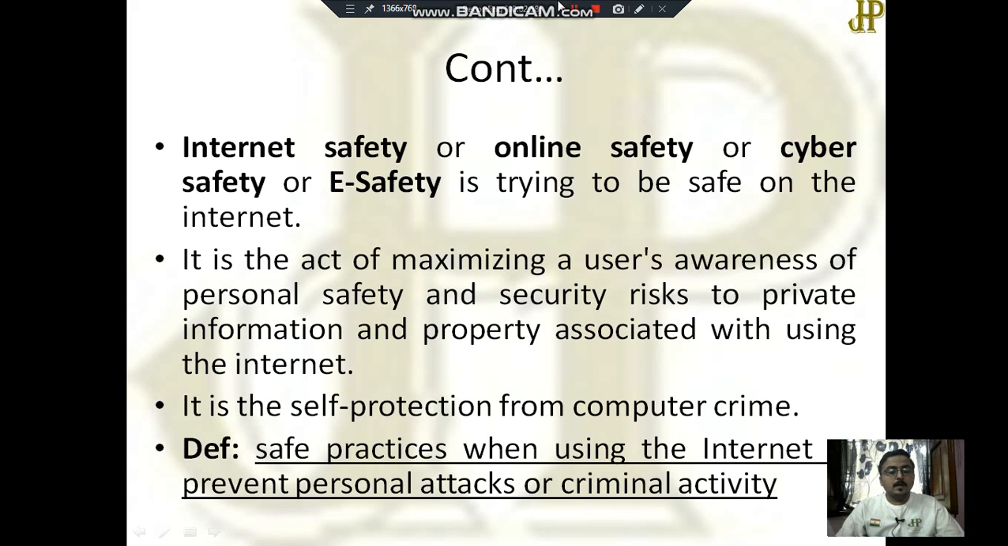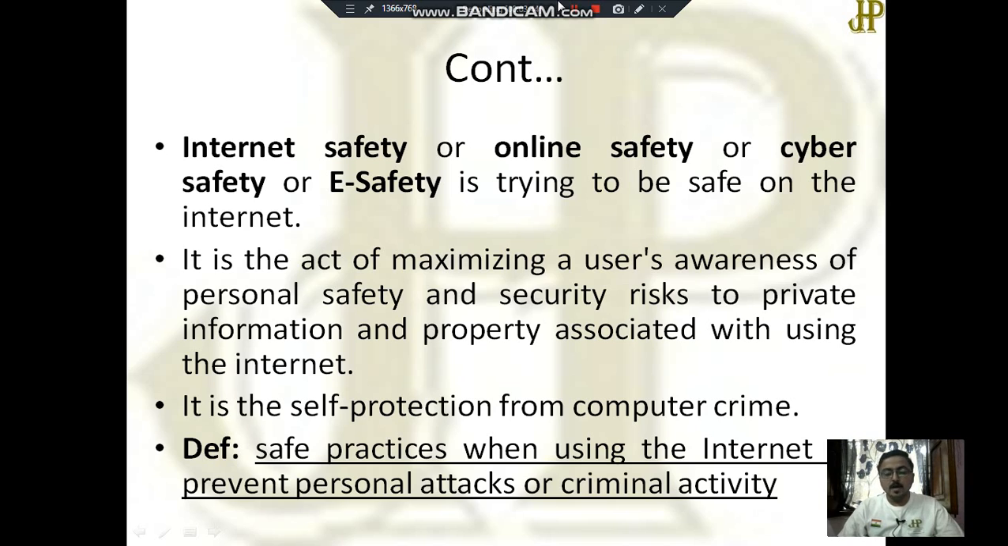So, internet safety, online safety, cyber safety or e-safety are all synonyms of each other, and all try to keep us safe on the internet. Clear? It is the act of maximizing a user's awareness of personal safety and security, and the risk to private information and property associated with using the internet.